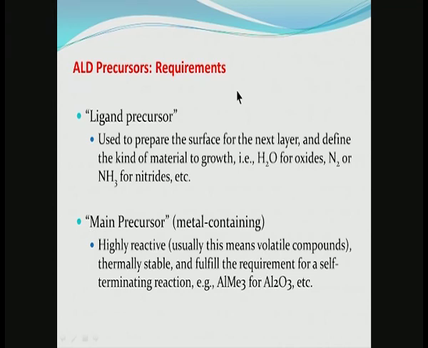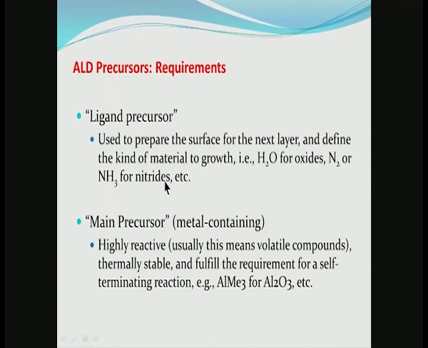Now, what about the precursors? What are the requirements of chemical precursors? After all, ALD is a chemical process. So, what are the requirements of the ALD process? Now, one can think of describing the two precursors by different terminologies. The ligand precursor is used to prepare the surface for the next layer, and it defines the kind of material for growth. For example, water for oxides, nitrogen for nitrides, and so on.